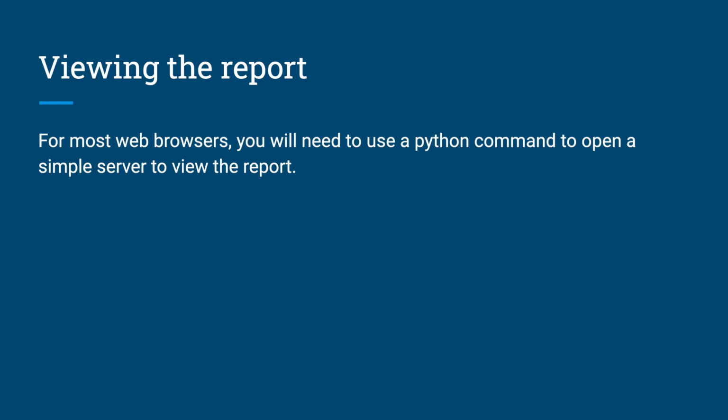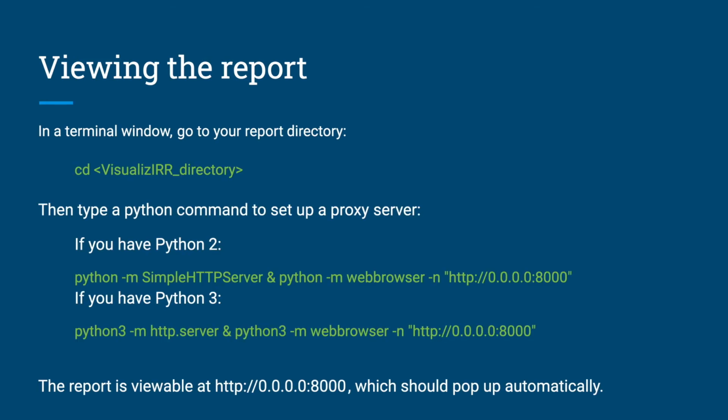To do this, you'll want to change directories to the directory of your report, and then use one of the two Python commands that you see on this screen, depending on your version of Python. Once you do this, the report should open up automatically.